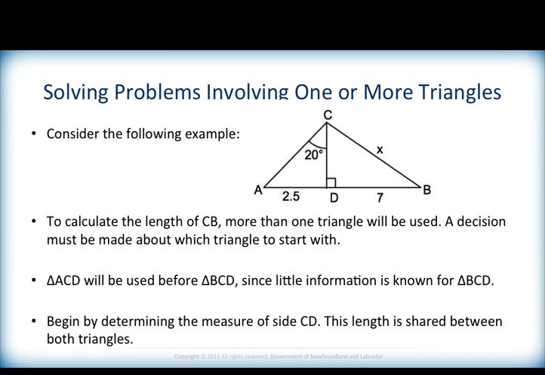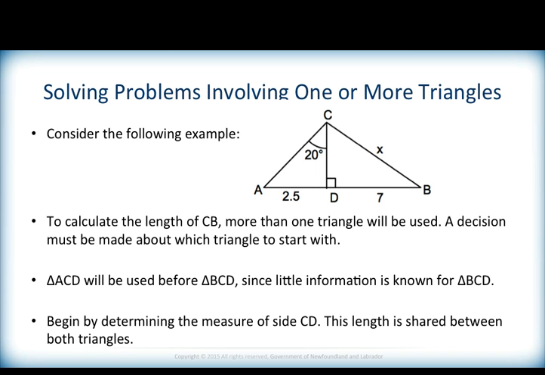So we consider the following example here. We have two triangles joined together. We have triangle ACD and triangle BCD. We have the angle C given and side AD given in the first triangle. In the second triangle, we only have BD given. So to calculate the length of C to B, more than one triangle will be used.